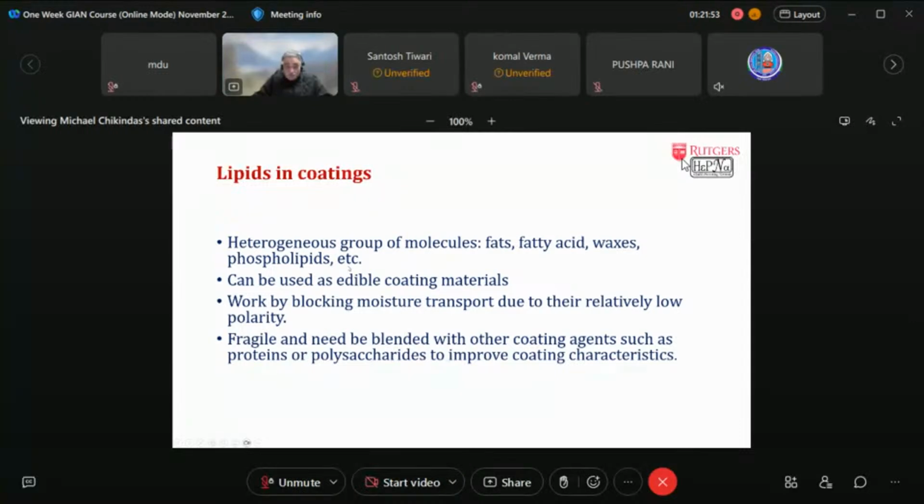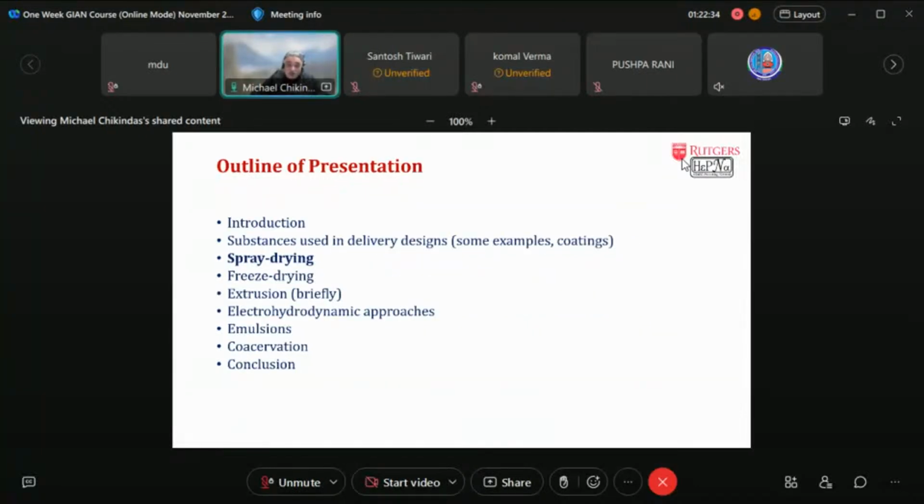Okay, so what do we have here? Heterogeneous groups of molecules. We have fats, fatty acids, waxes, phospholipids, etc. They can be used as edible molecules. They will work by blocking the transport of moisture due to the relatively low polarity. The negative things about it: fragility, and they need to be blended with other agents such as polysaccharides, proteins, and that has to be done to improve the physical and chemical characteristics of the delivery vehicle.